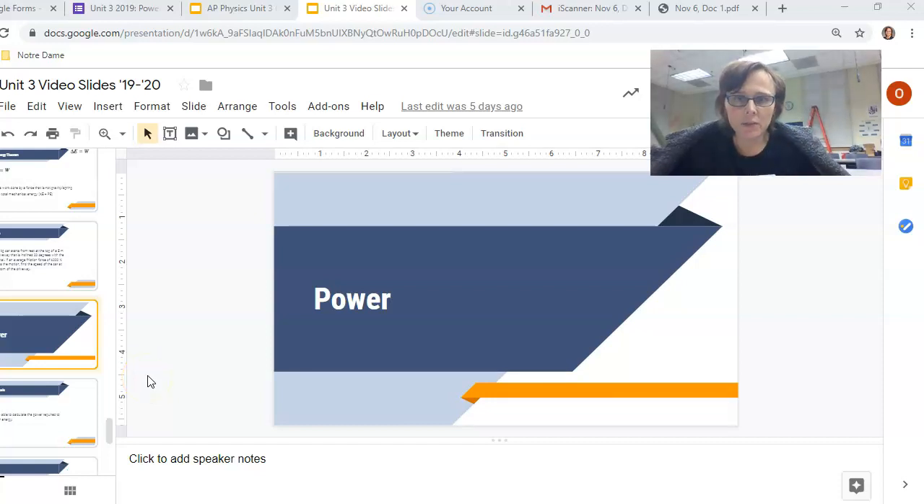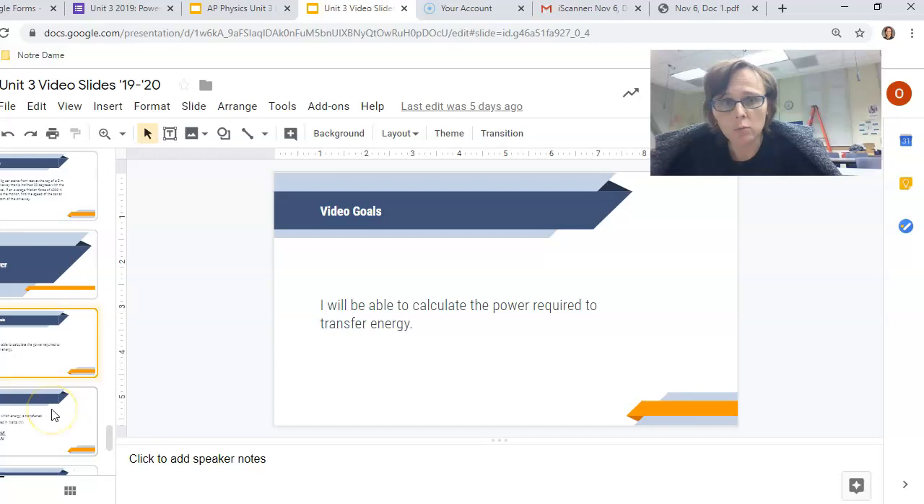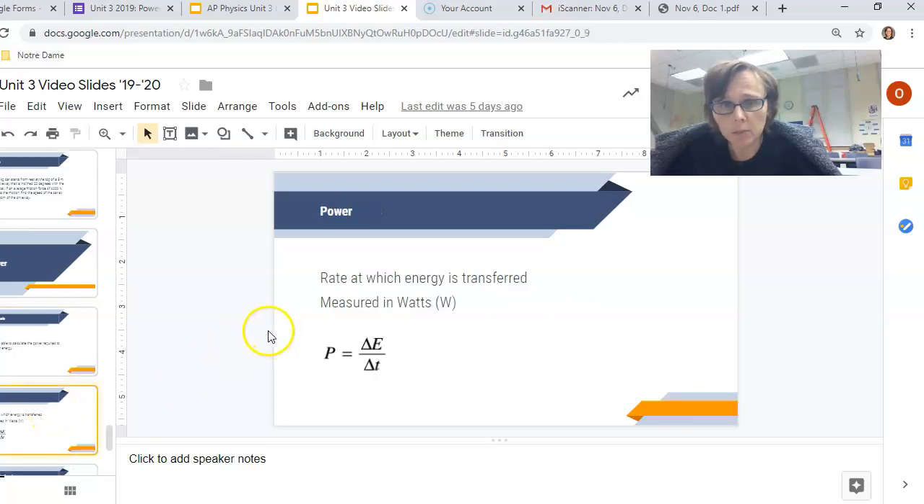Hey everyone, today's topic of the video is power. The goal of this video is that I'll be able to calculate the power required to transfer energy. What is power? In physics, power is just the rate of change of energy. It's measured in watts, capital W.